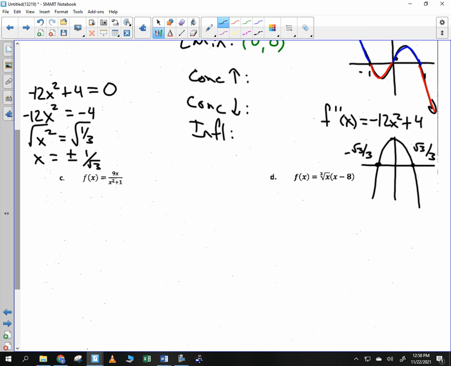So I have my second derivative. Where would I then be concave up? Negative root of 3 over 3 to root of 3 over 3, wherever the second derivative is positive, which is that region right there. My original function is concave down at the other locations. So from negative infinity to negative root of 3 over 3, union root of 3 over 3 to infinity.